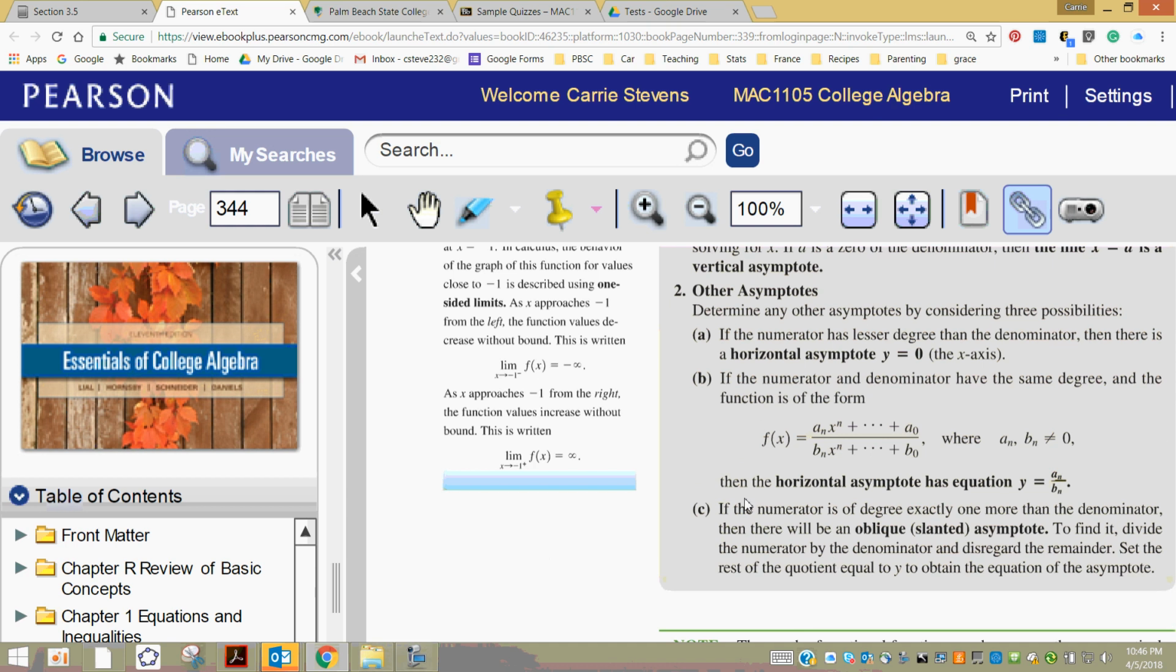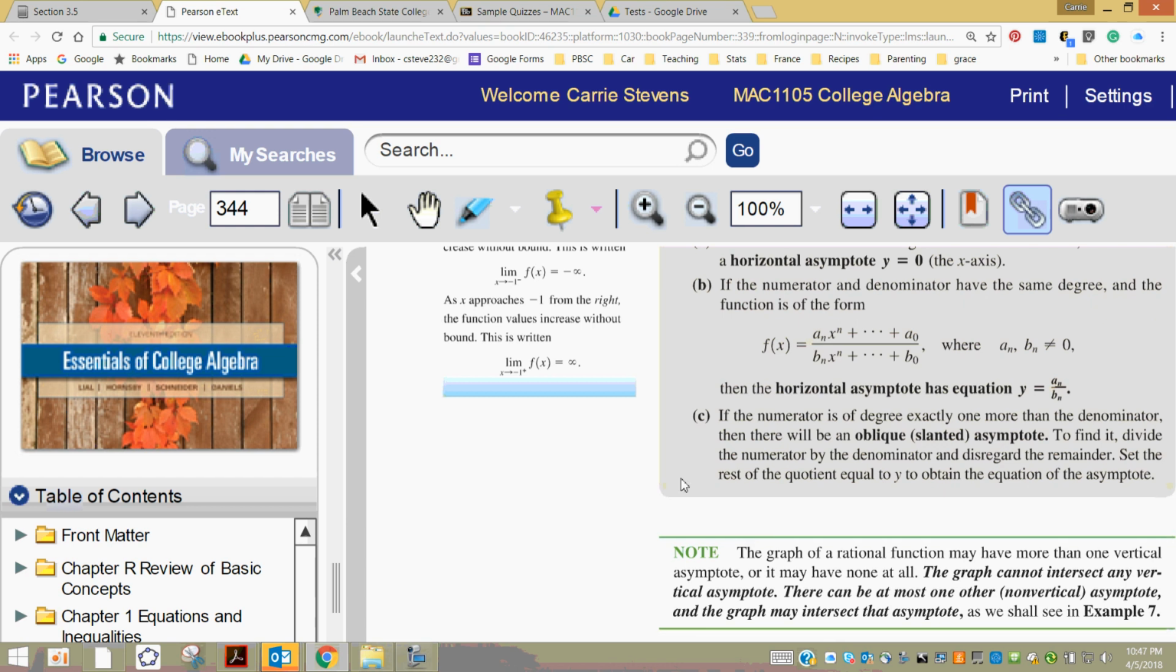Part B says if the numerator and denominator have the same degree and the function is in the form where you have the lead coefficients and everything's in the order of, each term is in the order of their powers from least to greatest, the two lead coefficients will be used as the ratio which will represent the constant for the horizontal asymptote. So it'll be at y equals, notice the coefficients over one another. So that's at the same degree.